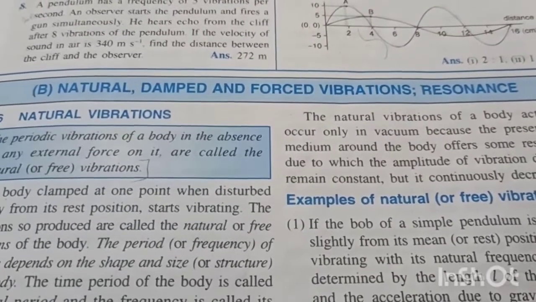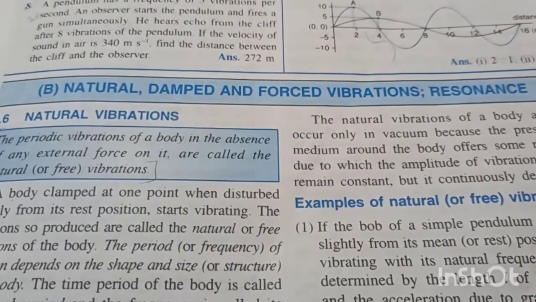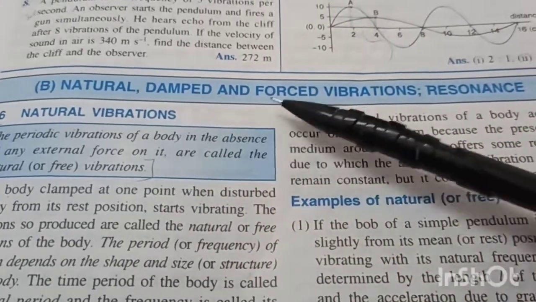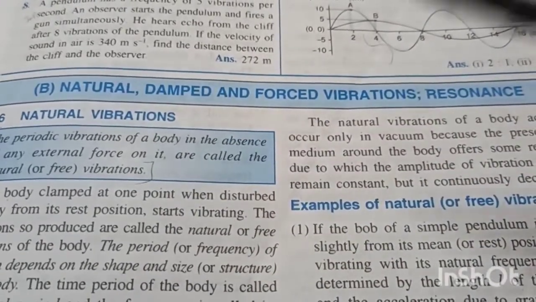Let's study 10th Standard ICSE Physics, Chapter 7 Sound, Section B and C, that is Resonance and Characteristics of Sound. Now, vibrations are of three types: natural, damped and forced vibrations. And vibrations produce sound.